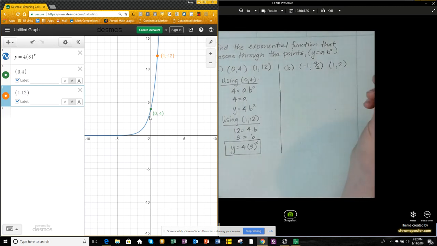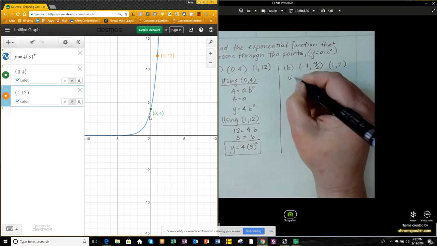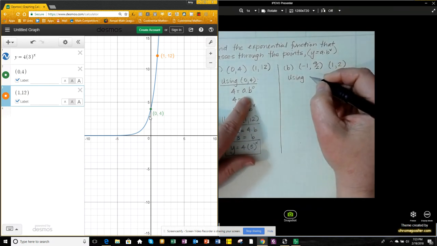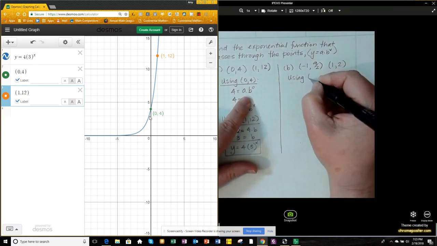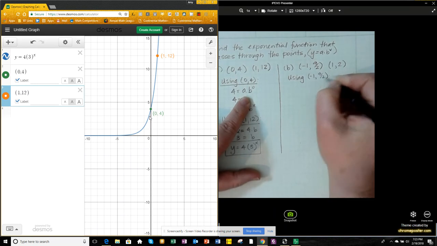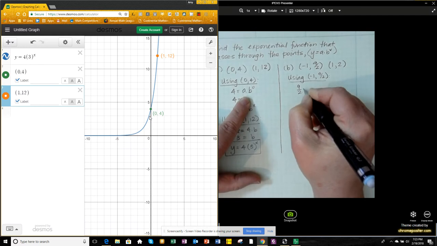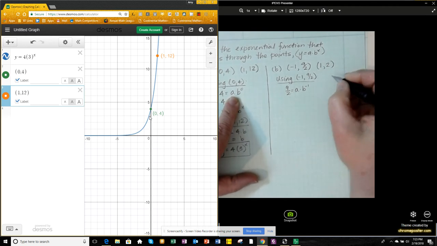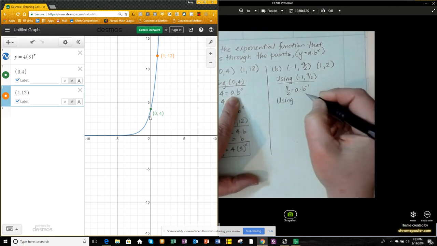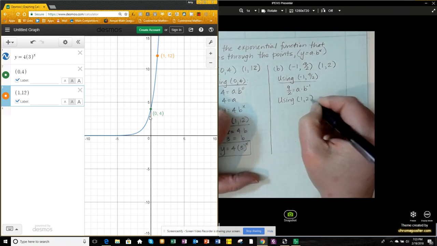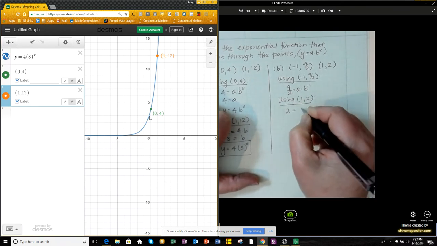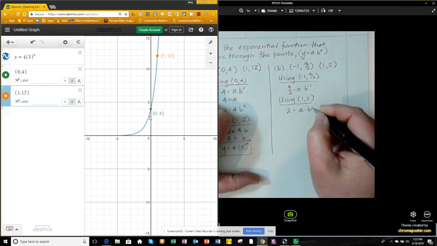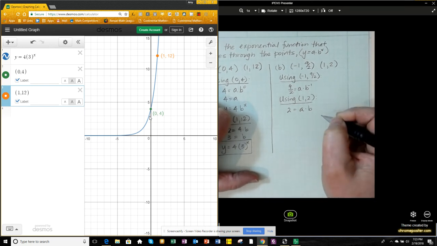I'm going to start off with putting both of them in, because I don't think we're going to get a nice gift like we got here with b to the 0. So with (-1, 9/2), we're going to get an equation that's 9/2 is equal to a times b to the negative 1. And then using (1, 2), we're going to get an equation that's 2 is equal to a times b. I'm not going to put the first power there because we don't typically.